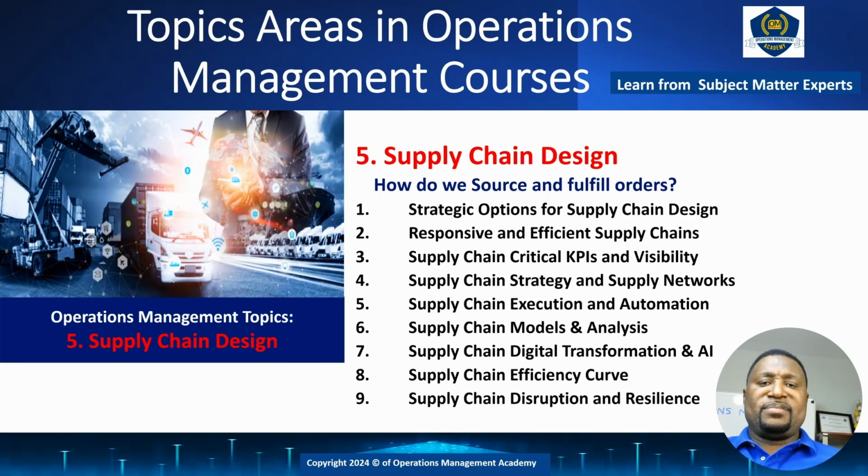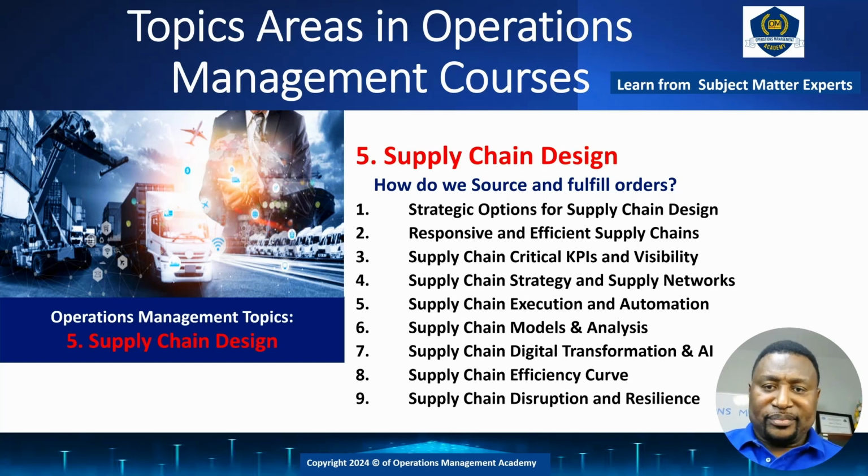So the element number 5 here in operations management is going to be your supply chain design. You need to be able to design your supply chain in such a way that it can support your operations, right? So the question here is, how do we source, how do we get the products, how do we get the raw material, and how do we fulfill our customers' orders? So you will go through strategic option for supply chain design. That's going to be responsive supply chain or an efficient supply chain. You need to know which one you should actually use for a given product.